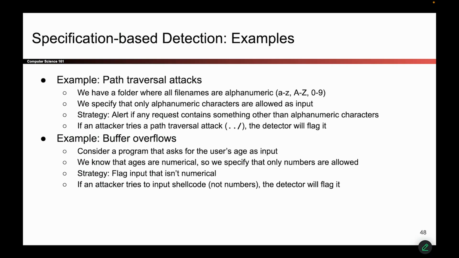Or if you think of the buffer overflow case, maybe you have a program that's asking the user to input their age. And as far as I know, ages should be specified as numbers. You would type digits from 0 through 9. It'd be very weird if you ask someone their age and they said, well, my age is 16 A's plus an address plus shellcode. That's not an age. So what we can do is say you're only allowed to input numbers, and you'll flag things that are not numbers. So if an attacker tries to input a bunch of shellcode, those are not digits 0 through 9, and the detector will flag that.